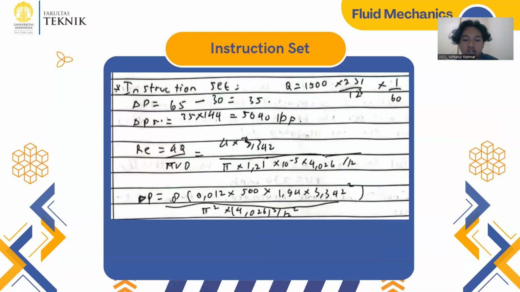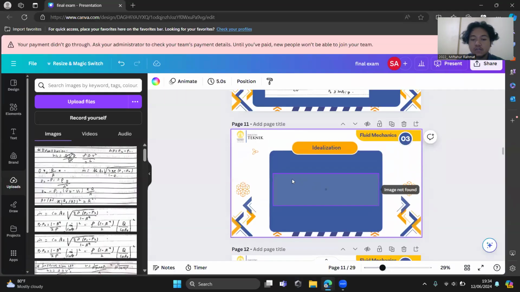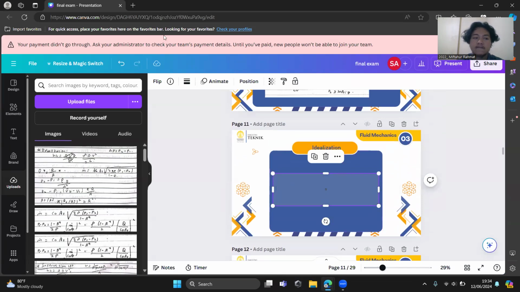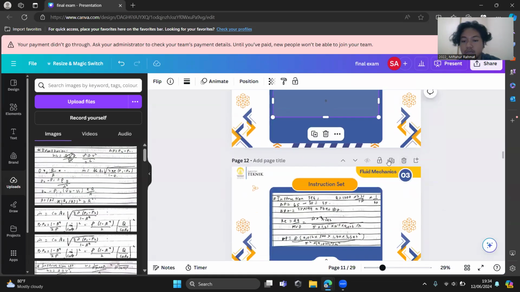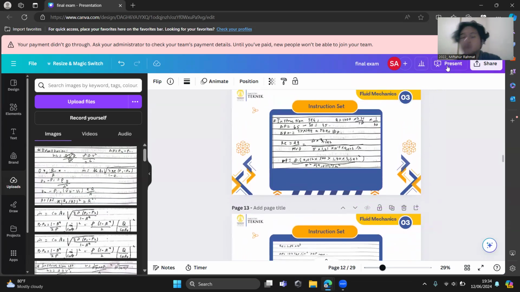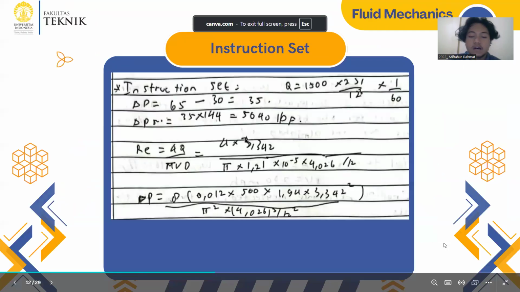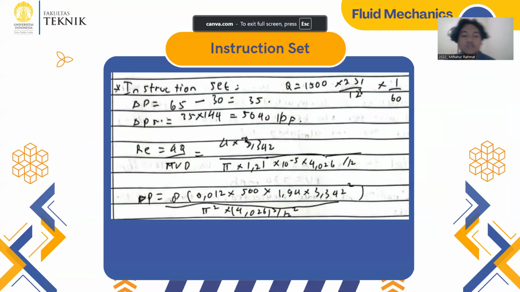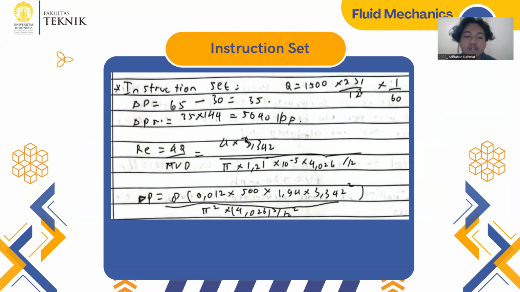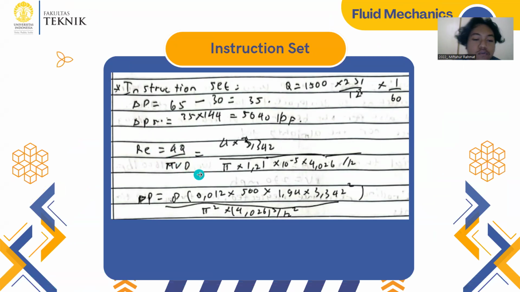The next one is idealization. We can do it for the idealization, but it is not shown. Basically, it is just shown with the formulas, and they are similar to the previous ones. It contains delta P and the Reynolds number. The Reynolds number itself is equal to 4Q over pi times nu times D.